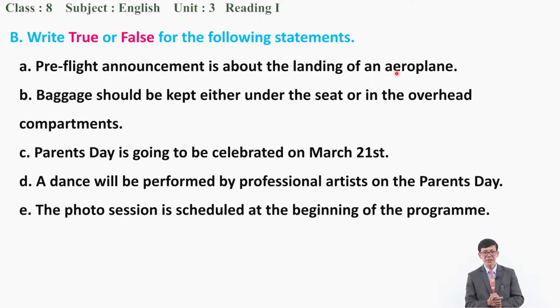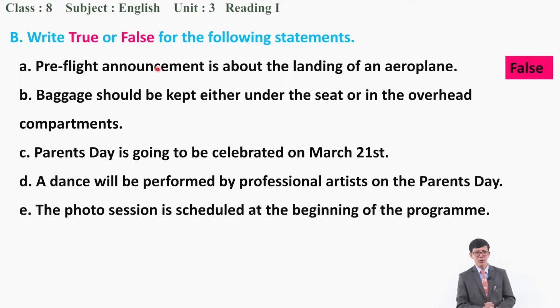Did you understand what I said? Pre-flight announcement, that was the first announcement, is about the landing of an aeroplane. Is it landing or taking off? Good. The plane was taking off from Kathmandu to New Delhi. So what do you think then? Is this true or false? Very good. So your answer is false. The pre-flight announcement is not about landing, but it's about taking off from Kathmandu to New Delhi. So that is false. And what about the second?